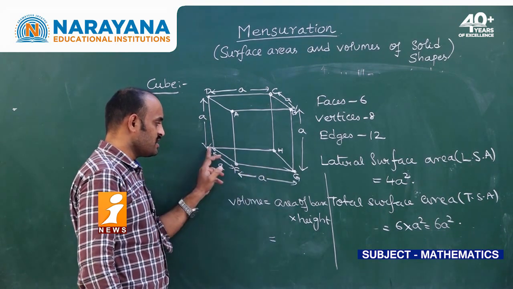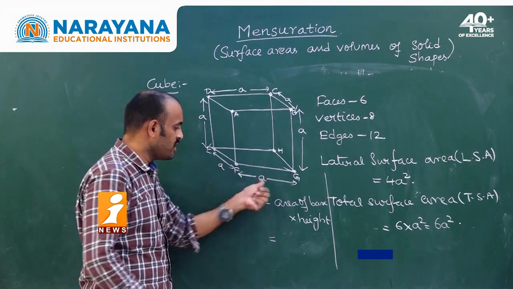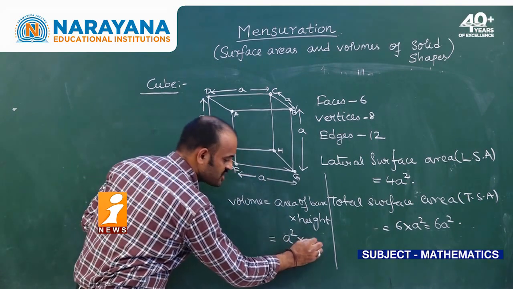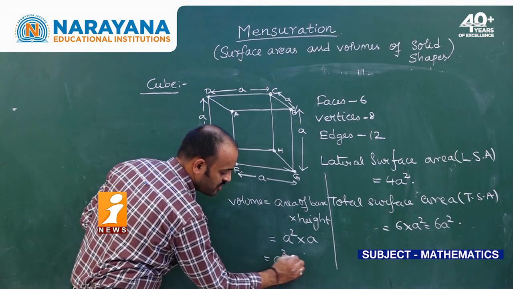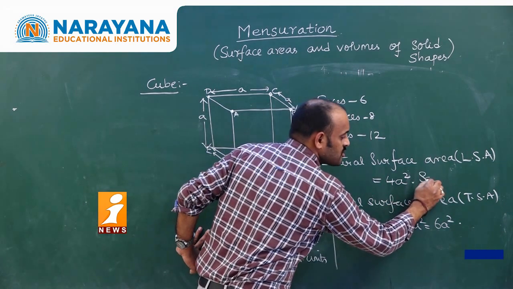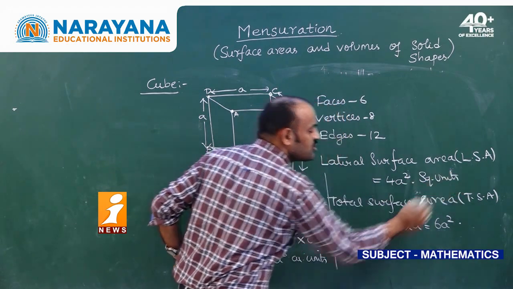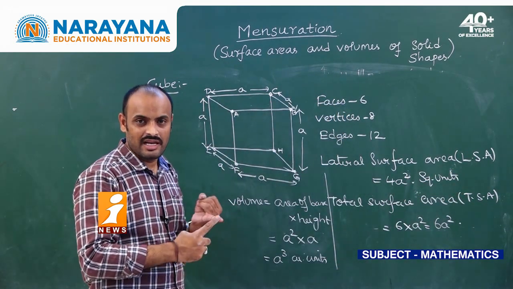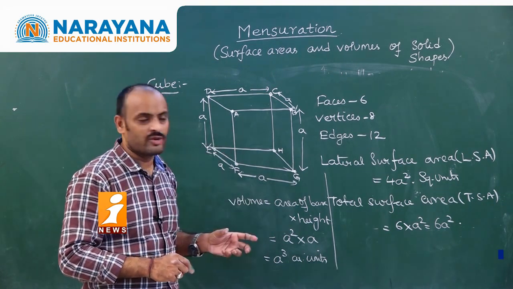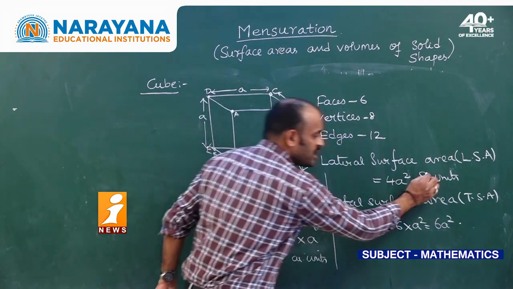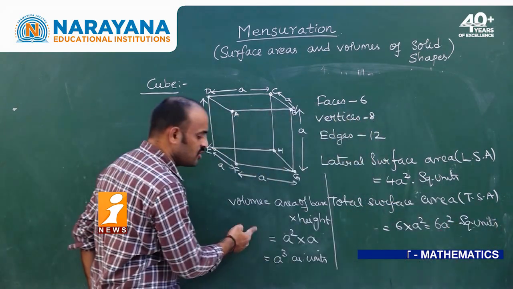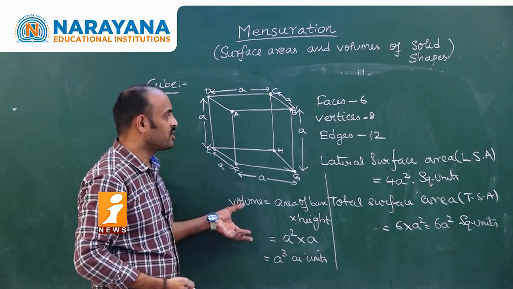So the area of the base is, as it is a square, A into A, A square, into its height A. So A square into A is A cube, cubic units. When it comes to single dimensions such as length, radius, breadth, perimeter, all these are single units. When it comes to areas, they are square units. When it comes to volume, they are cubic units.